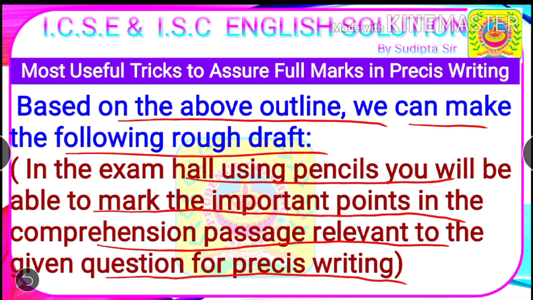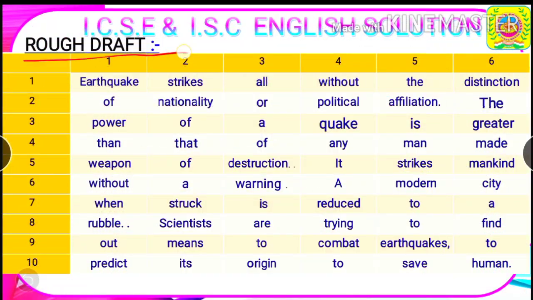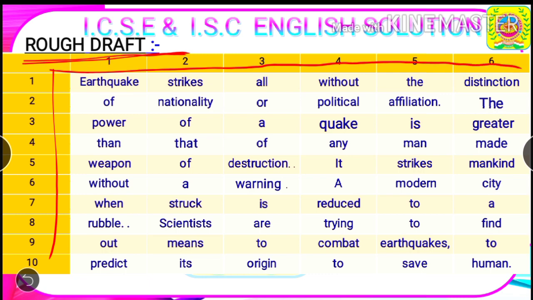So, students, we have given you these points in an interconnected manner so that you can understand it better, but in the exam hall you yourself will be able to mark those important facts relevant to the question using your pencils. So now we are going to compose the rough draft of the precis. This is the rough draft and we have written it using black color. Now this is the complete table which we have already made for you.